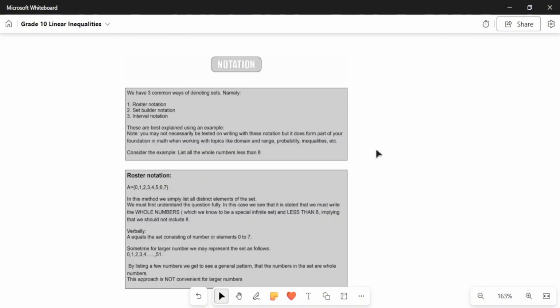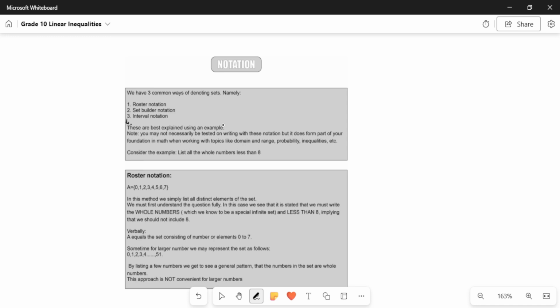Okay, so now that we understand the basic idea of what a set is, and we understand some of the rules pertaining to sets, let's understand how we represent them. Now, there are actually 4 ways that we can represent sets, right? But I'll show you the 3 now, and then when we're doing the inequalities, I will explain the 4th way. 3 common ways of denoting sets, namely roster notation, set builder notation, and interval notation. The 4th way here you can say is the number line, right? But it's not actually useful when we start talking about all of the other sections. That's why I don't mention it here.